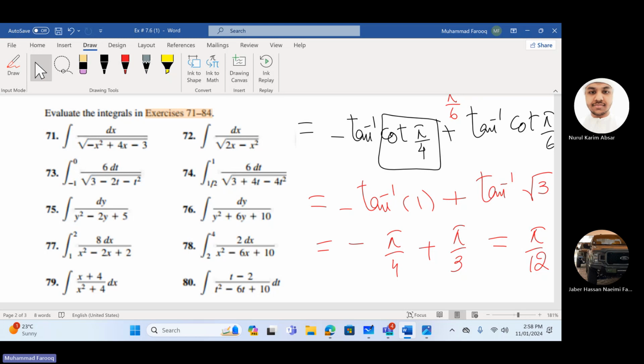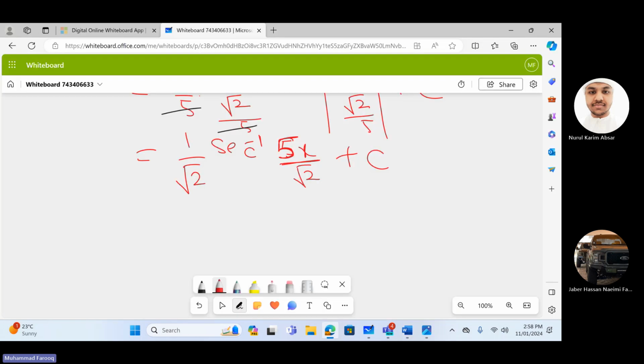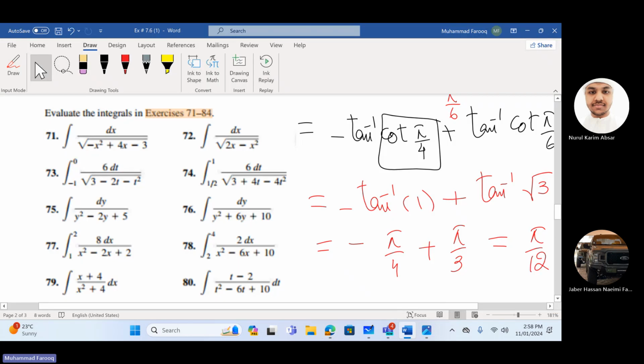Okay, please, question 74. Half to 1 is the limit. By the way, very good question, very important. I just give the range: number 71 until 84 have one common concept. What is that? Completing square. Please practice 71 to 84. You may get one question from this concept.